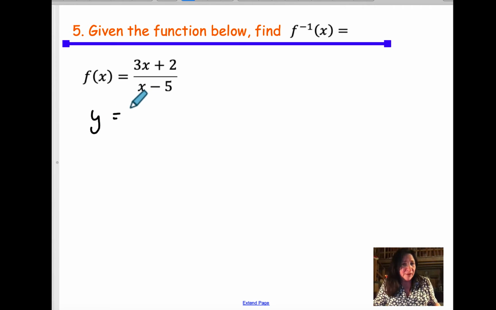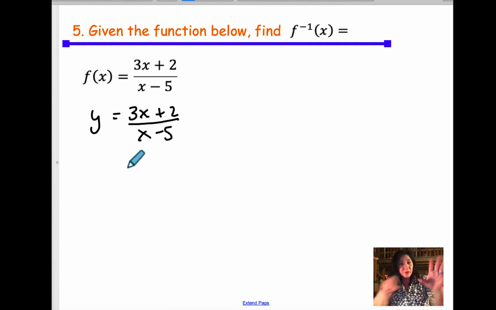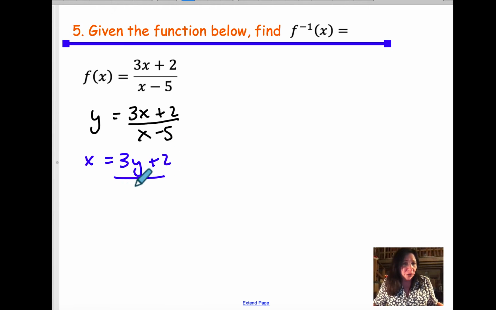Okay, so right now we have y equals 3x plus 2 over x minus 5. The rule for finding the inverse is that you take the x and y values and you flip them. You switch them out. And then you solve for y. So we're going to go x is equal to 3y plus 2 all over y minus 5.